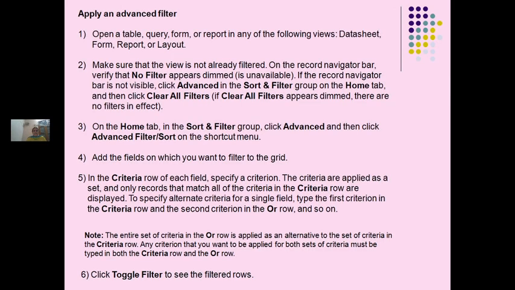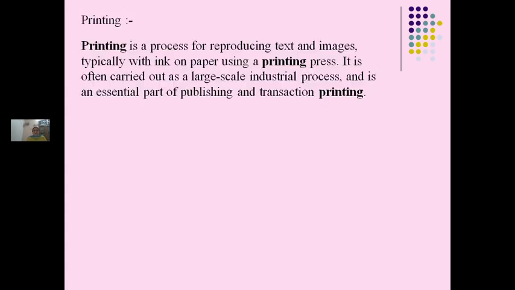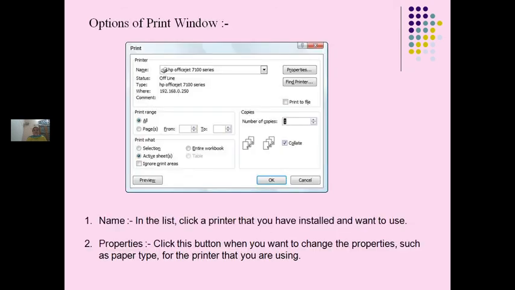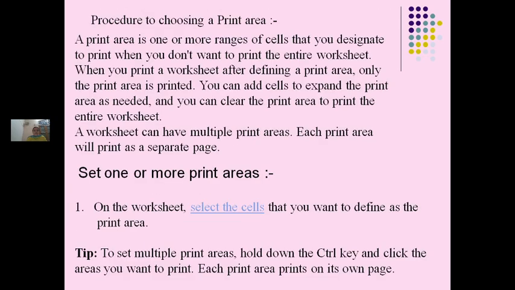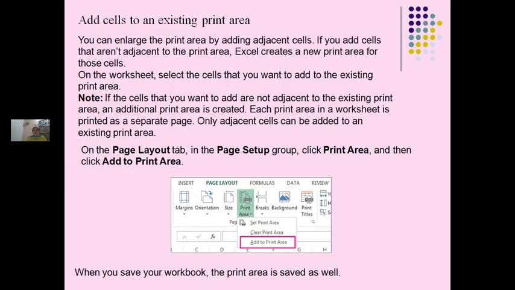Using an example and sharing the application, I have shown you practically how we can apply these types of filters in MS Access 2007. And we have discussed what is printing, the definition of printing, what the options of the print window are, and we have seen the procedure to choose a print area, how to choose a print area while printing, and how to add cells to an existing print area. Okay, students, I think you are clear with the topics we have discussed in today's class.